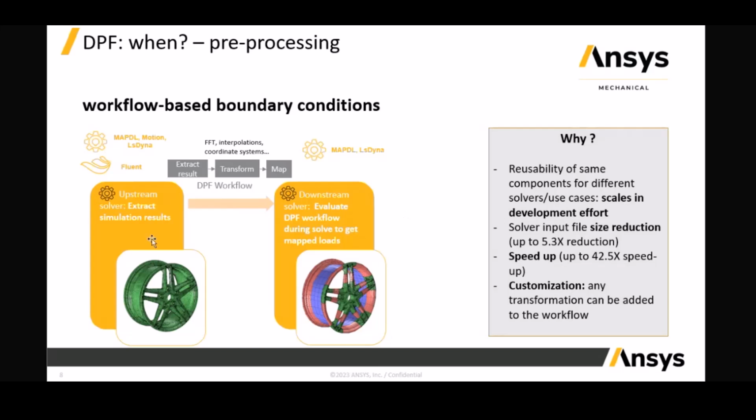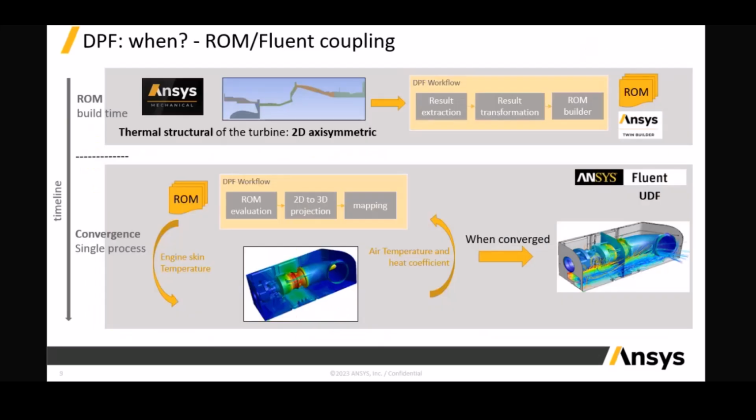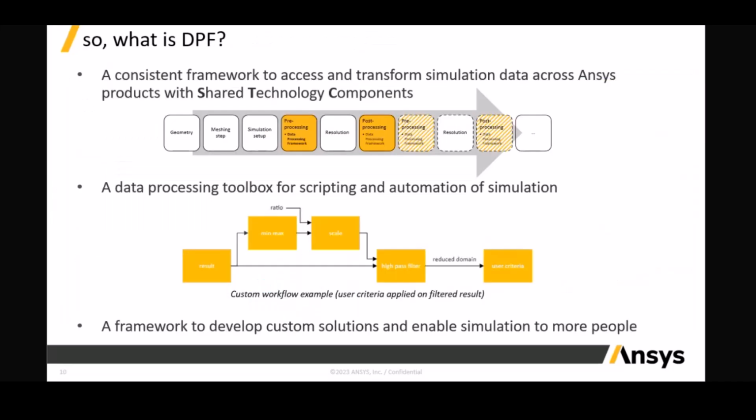For example, we have many use cases where we couple solvers and different steps, simulation steps. Here an example where you couple a reduced order modeling with a Fluent simulation. So you prepare your reduced order model, but then thanks to DPF workflows, you can directly link it to a Fluent simulation as an input, let's say, or as boundary conditions. So this is the sort of stuff that we managed to do with DPF. So it's all about making Ansys products communicate between each other and allowing users to process their simulation data.